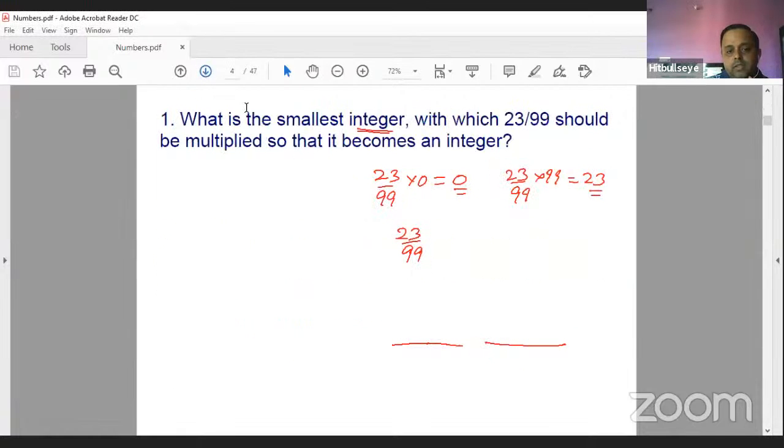And since the question is asking for the integers, that simply means we will not check the positive integers only. It could be negative also. Reason being, the question is asking for the smallest integer. Now, what if I multiply this number by minus 99? What will happen in that case? Will it not be equal to minus 23 in that case?